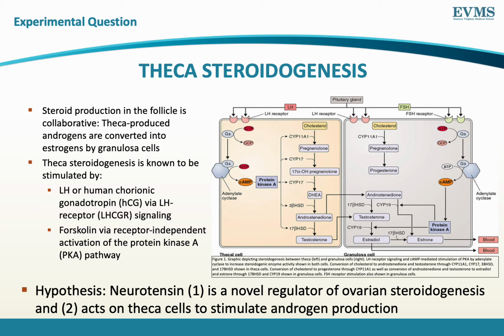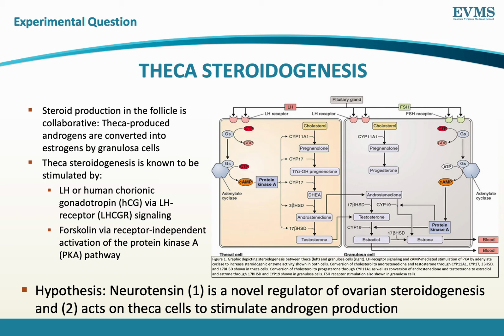Steroid production in the follicle is collaborative in that theca-produced androgens are converted into estrogens by granulosa cells. Theca steroidogenesis is known to be stimulated by LH or human chorionic gonadotropin, or HCG, via LH receptor or LH-CGR signaling, as well as by forskolin via receptor-independent activation of the protein kinase A or PKA pathway.